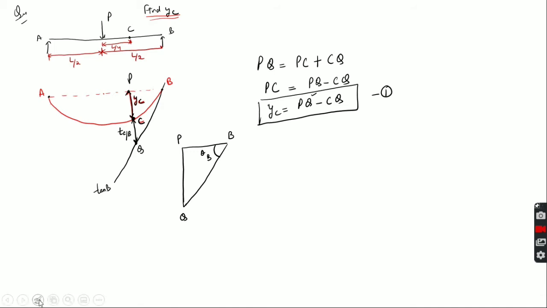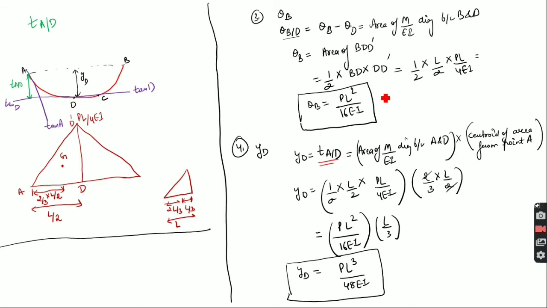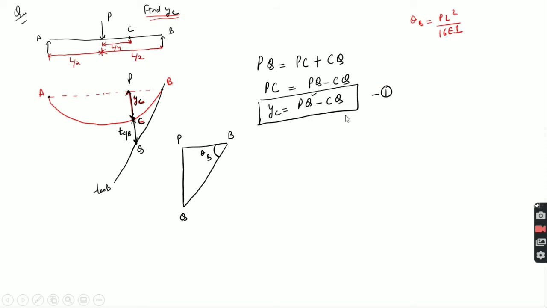And in the previous question, if you remember, we had calculated theta B as PL square by 16 EI. You can see here theta B is equal to PL square by 16 EI, right? So I'm calling this equation 2. Okay, so this is my angle. Now in this angle, if you use trigonometry, then we can say, okay, so first I am calculating PQ here. So in this triangle BPQ, which is right angled at P, tangent theta B is what? Perpendicular upon base. So perpendicular is PQ and base is PB.